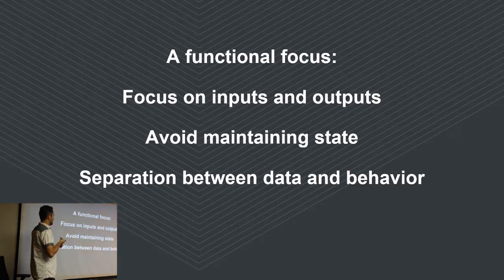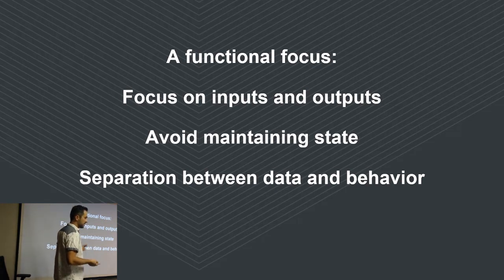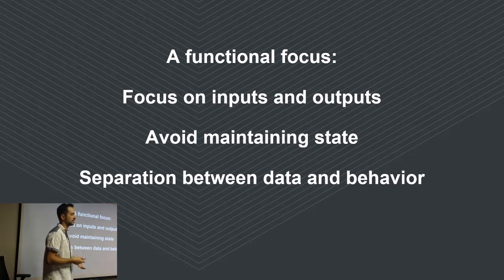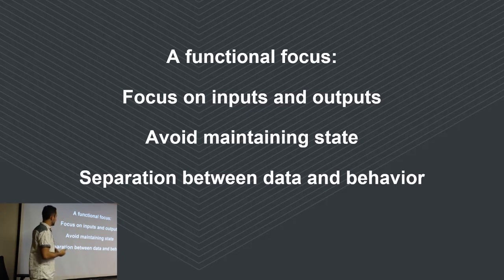So again, we're going to focus on inputs and outputs. We want to write functions that have ideally a single input and a single output. We want to avoid maintaining the state of our application. We don't want a function of foo that does God knows what because it's behind the scenes just changing values in our app. And then we want to also focus on separating our data from our behavior in our applications. So we don't want to create functions that store data, manipulate that data within it, and things like that.